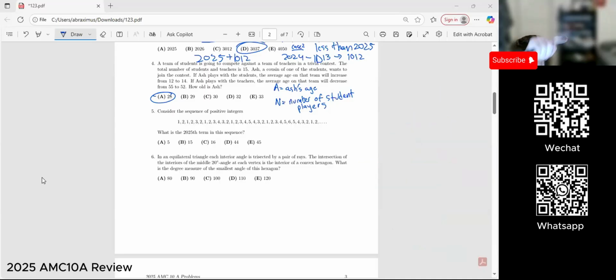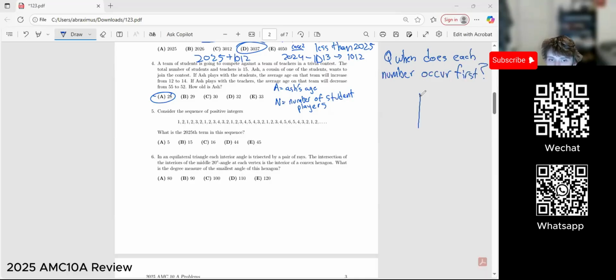So, since this thing is going up like mountains, and it's going up by 1 each time, let's ask the question, when does each number occur first? Okay, so let's make a list. N and then first n. We have 1, 2, 3, 4, 5, 6, 7, 8. And the first one appears at the ones place.